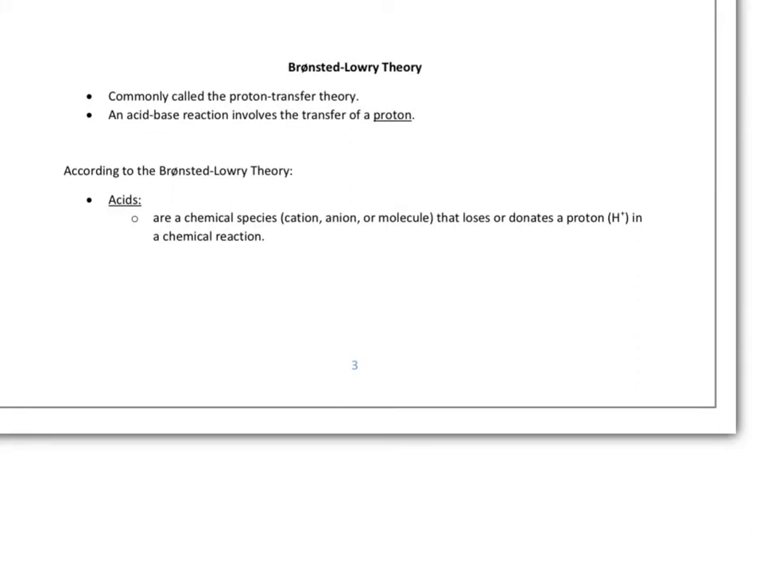This now brings us to the Bronsted-Lowry theory, which is commonly called the proton transfer theory. For the remainder of the chapter in Chemistry 3202, we will be using the Bronsted-Lowry theory to write out acid and base reactions for calculation-style problems. The Bronsted-Lowry theory is an acid-base reaction that involves the transfer of a proton. Recall from Science 1206 that a proton has a positive charge. In the acids and bases chapter, we will represent a proton as H+.